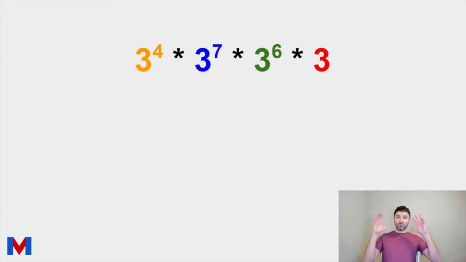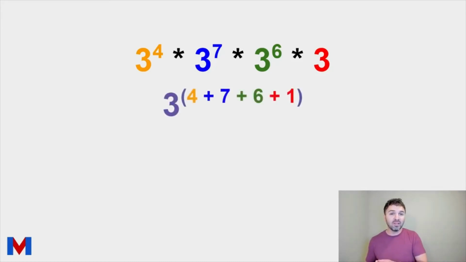Whoa, so many 3s! All right, no worries. We got 3 to the 4th power times 3 to the 7th power times 3 to the 6th power times 3. Okay, these are all the same base of 3, which is nice, because then I can just do that whole 3 raised to the 4 plus 7 plus 6 plus 1.